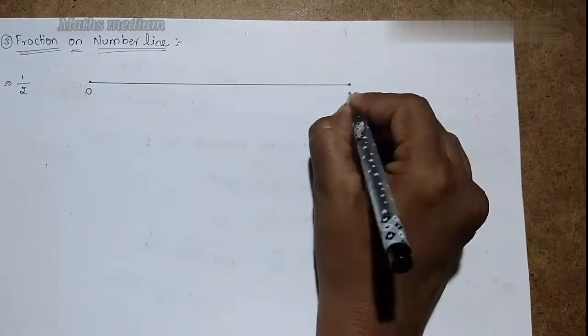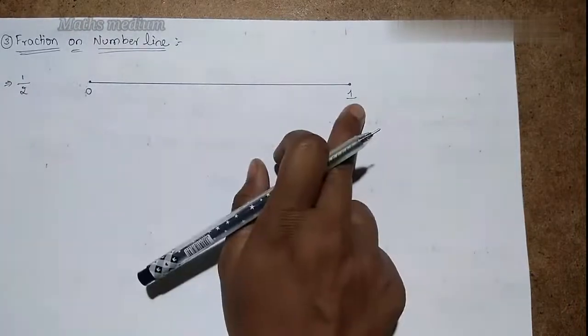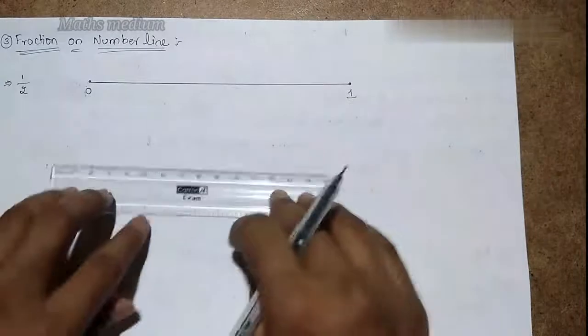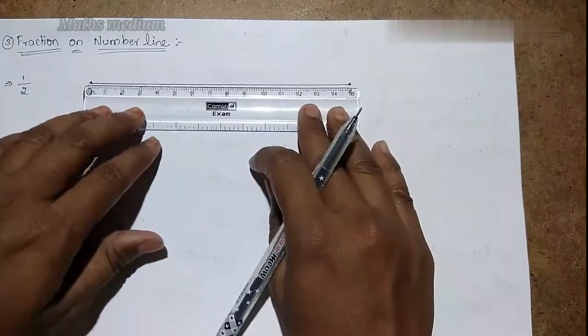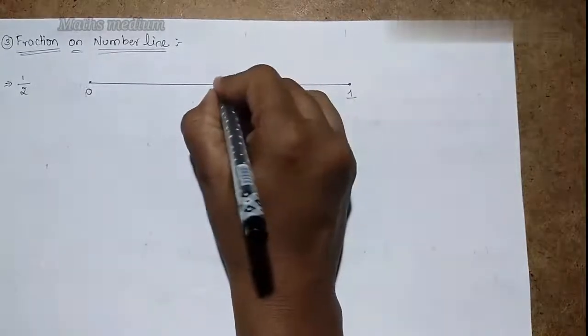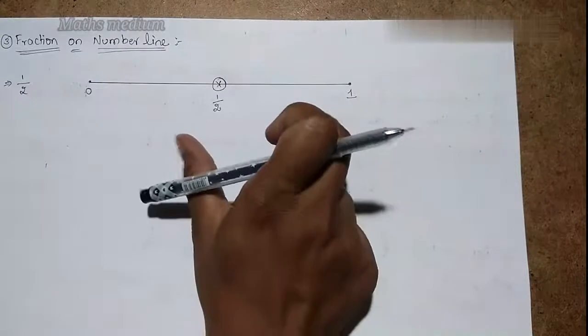This is the 0. I am taking 15 as 1. So half is nothing but 1 by 2. It is nothing but the half part of 1. Let's represent it with a scale: 15 centimeters, 7.5 centimeters is the midpoint. So this is the half of a fraction. This is the representation of a fraction on a number line.